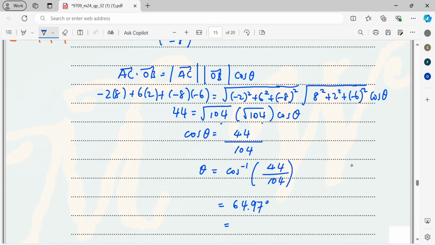Then now round up to one decimal place. Okay, look at the 7. So 7 is more than 5, therefore round up. So when you round up the 9, it becomes 65.0 degrees. So that is your solution for the acute angle.